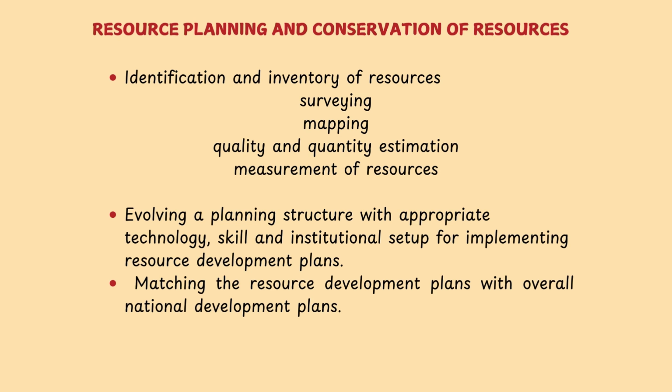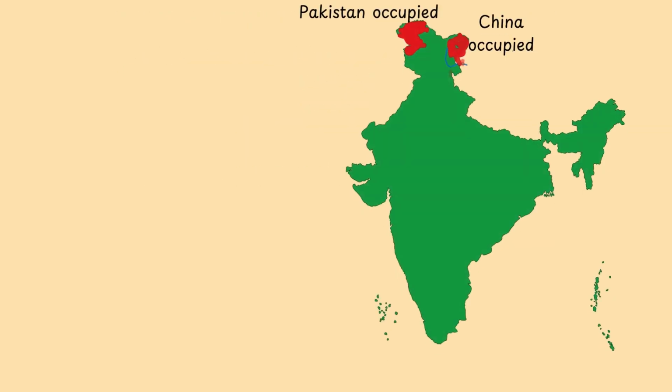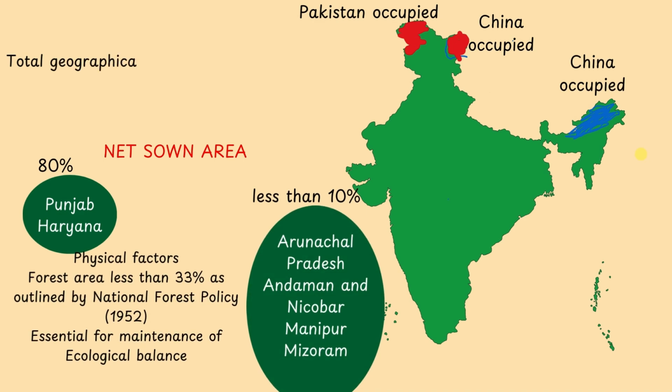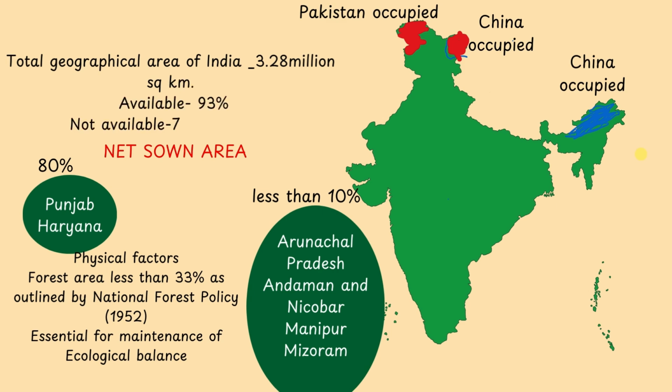And the area which is sown more than once in an agricultural year plus net sown area is known as the gross crop area. That means in some areas we have cultivation not only once in a year but more than once in a year. If we add that also, that is called the gross cropped area.